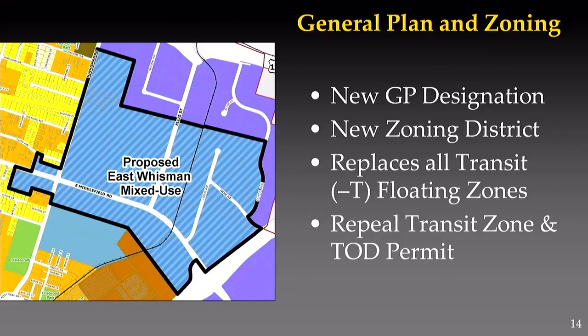One of the zoning districts in this area that only exists in this area is the Transit Floating District, the T District, which was formerly used to allow additional density on specific project sites near the Middlefield and NASA Bayshore light rail stations. The East Whisman Precise Plan effectively replaces this role for the city, and so staff, in order to maintain the zoning ordinance, is recommending that the EPC recommend repeal of the transit zone and the TOD permit, which is only implemented in the transit zone.